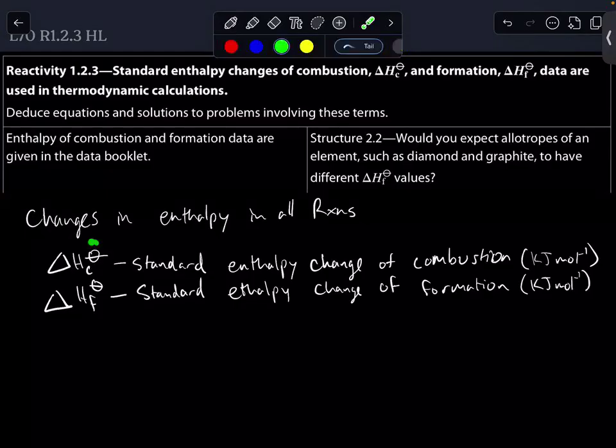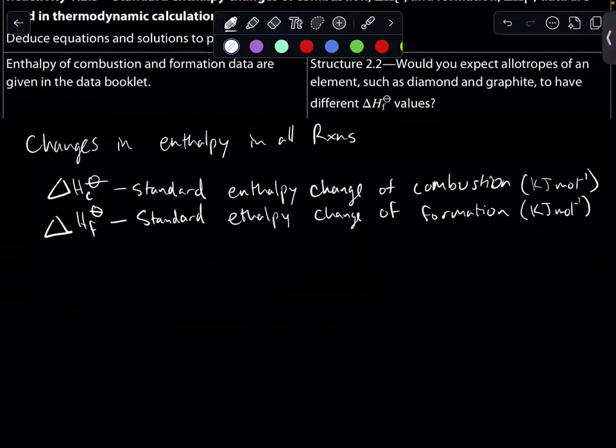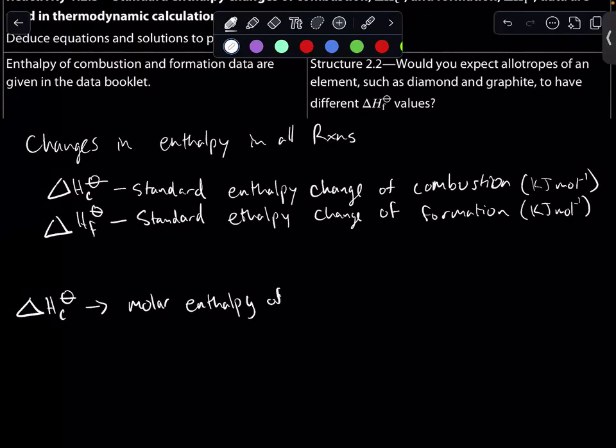This little theta, superscript, is what tells us that these are standard enthalpy changes, which we know from previous sections when we started talking about enthalpy. That means that we're dealing with 1 mole at standard conditions. So let's start off with combustion. If we look at delta HC standard, which by the way is also sometimes referred to as the molar enthalpy of combustion, the molar kind of gives it away that we're talking about 1 mole.